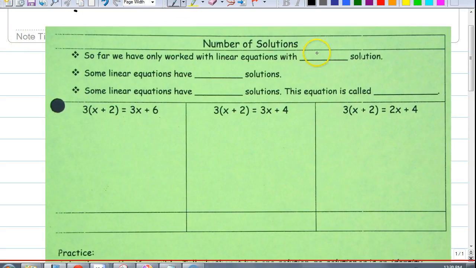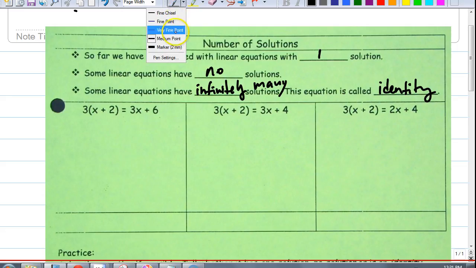So far we have equations with only one solution, correct? Yeah. Now some linear equations have no solution, and some linear equations have infinitely many solutions. Okay? This equation is called an identity. So let's look at the first equation. Let's see what we get.